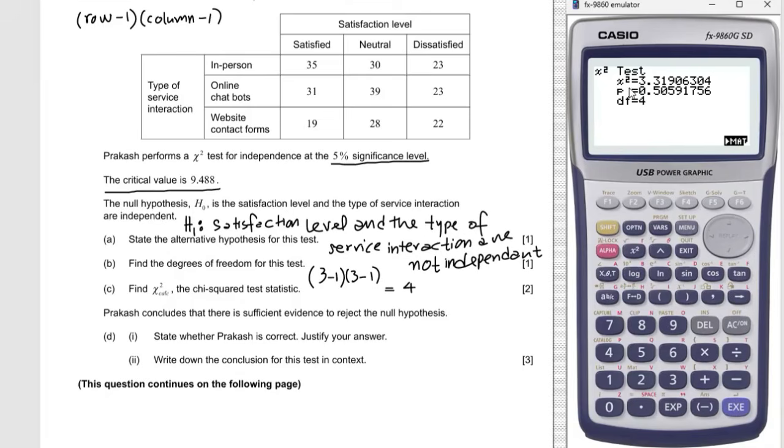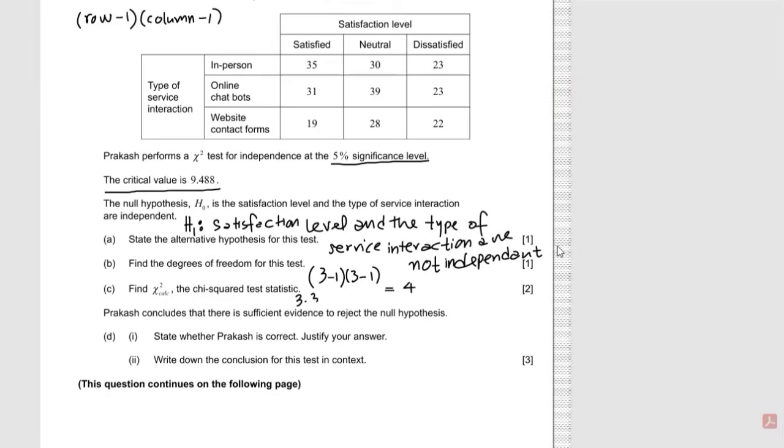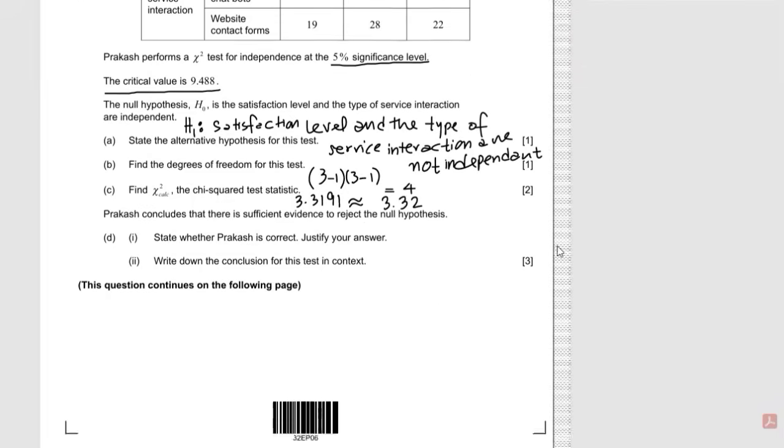Okay, so my chi-squared value is 3.3191. I just rounded it, but you know it's a bigger value. So you can give your answer correct to 3 significant figures as 3.32, right? Okay. Now comes the next part.